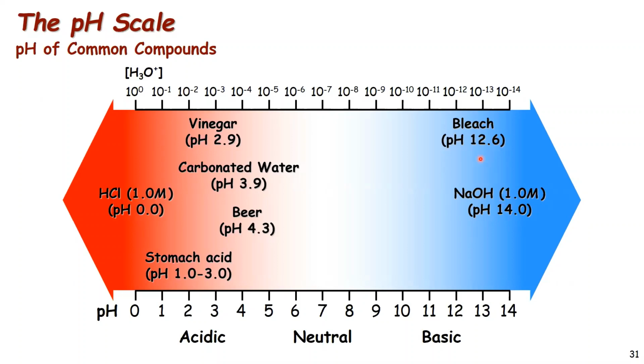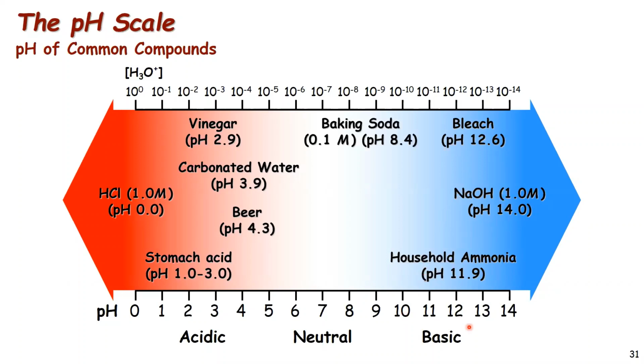Bleach, like I said, is actually a salt solution. It's a solution of sodium hypochlorite, and it's very basic. It has a pH of 12.6. Then household ammonia, which you would call Windex or window cleaner, is nothing more than a solution of NH3 in water. And again, you can see it's relatively basic, 11.9. In fact, you'll see that most cleaners are bases. So oven cleaner is actually just sodium hydroxide. So cleaners are generally basic.